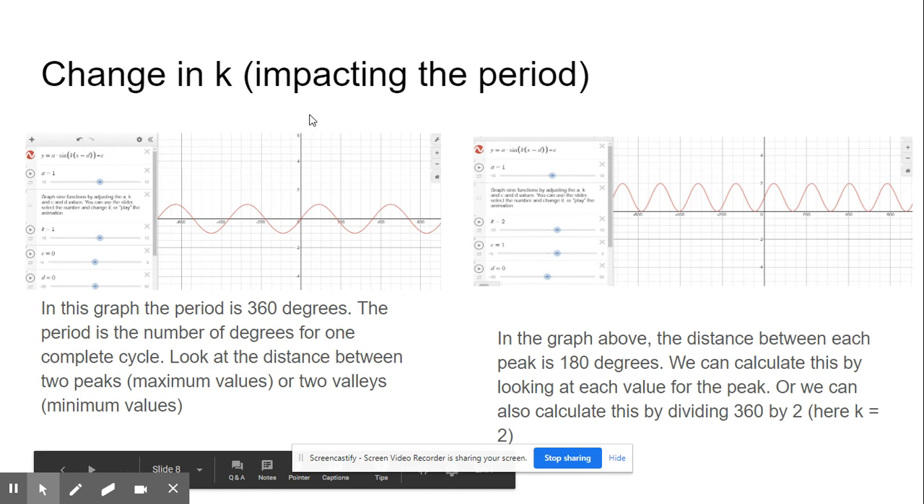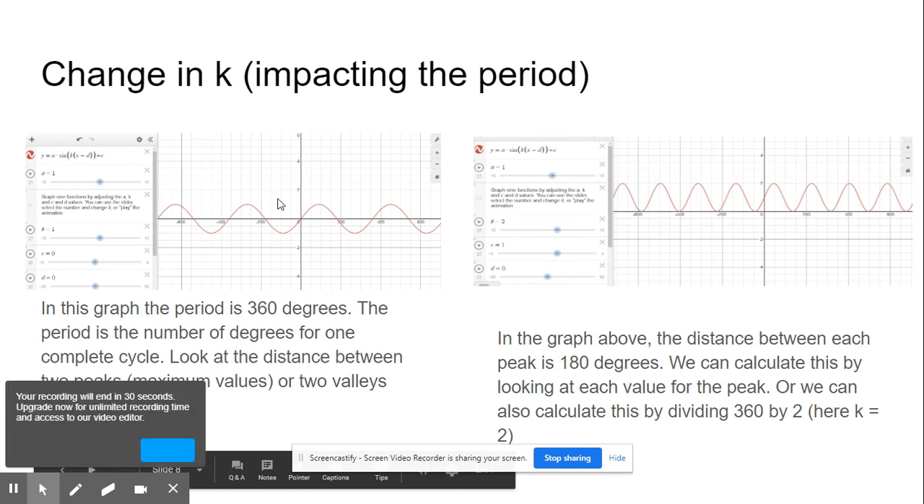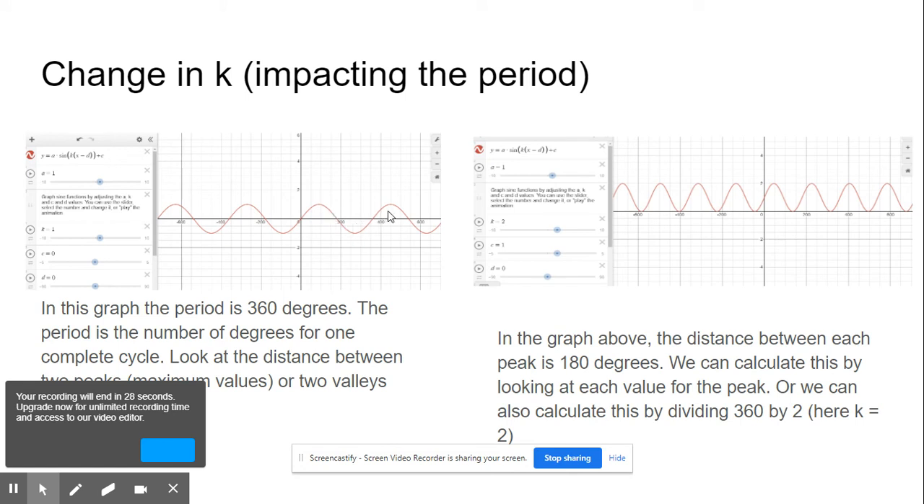Finally, change in K, which impacts the period. Normally, the period is 360 degrees from high point to high point or low point to low point. But here, you look at when we change K, the period becomes 180 degrees. We can calculate the period by dividing 360 by K.